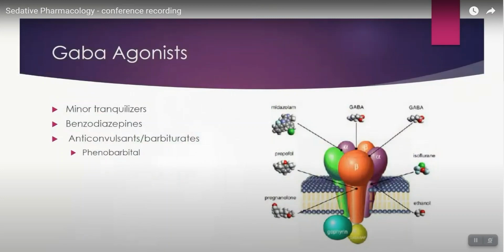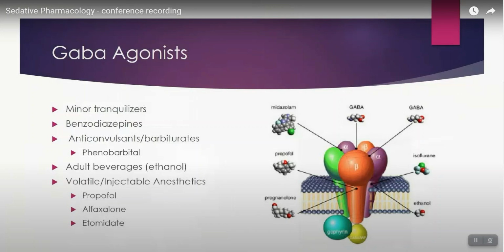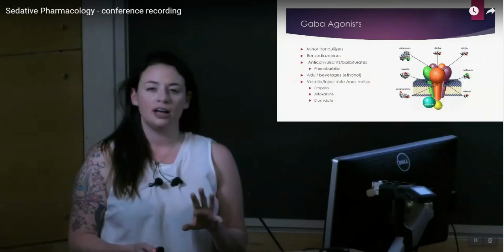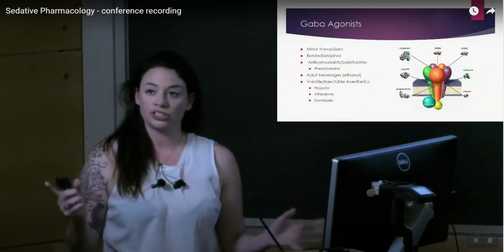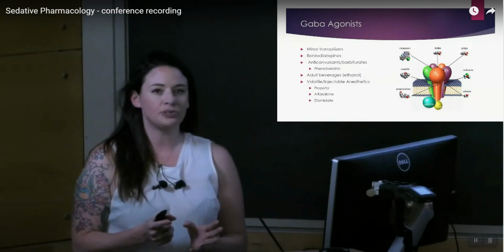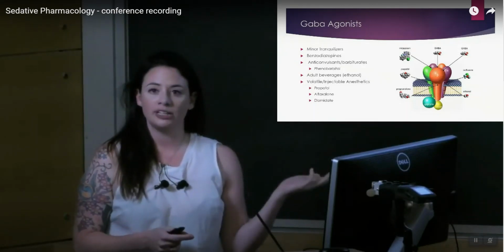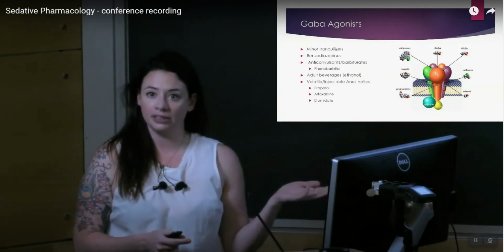So what works on GABA? Minor tranquilizers, benzodiazepines, anticonvulsants like phenobarbital, adult beverages, volatile and injectable anesthetics. So the more medications that you administer that work on GABA, the more these are going to work synergistically, and the more profound the effects will be. Hopefully none of our animals are drunk when they come in.